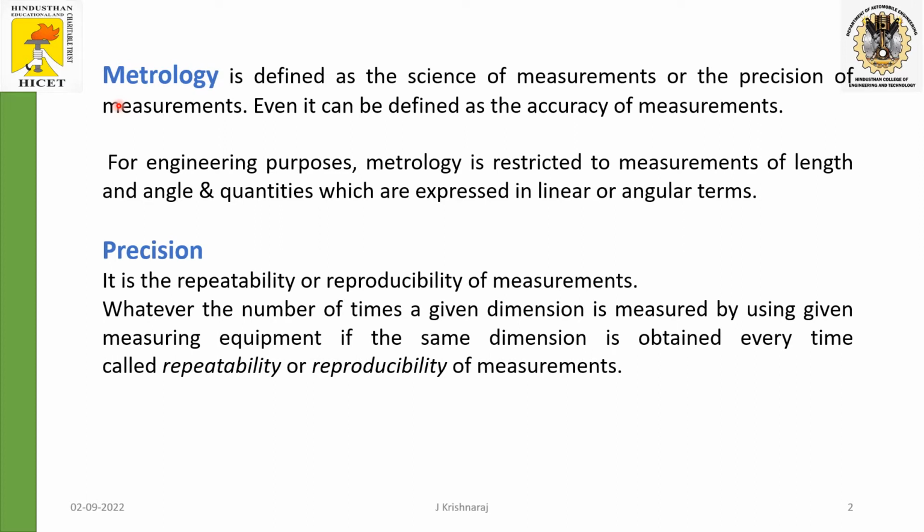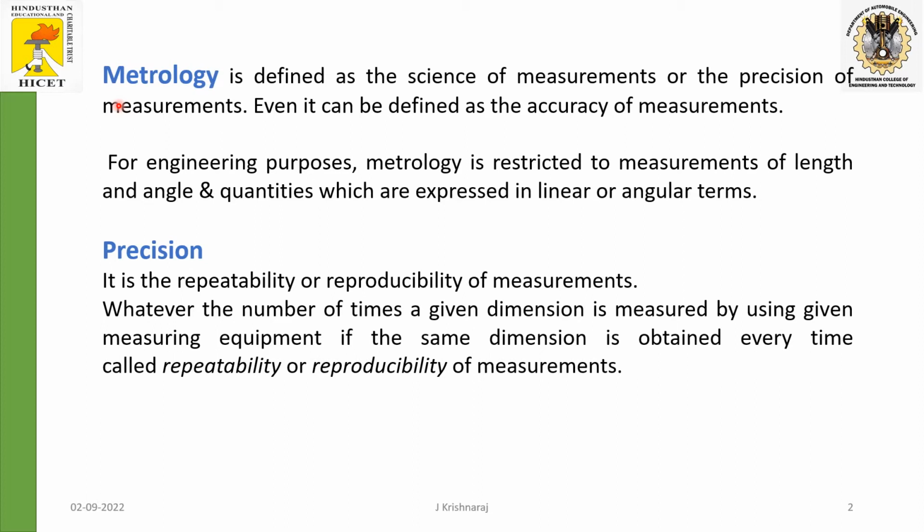So what is precision? Precision is the repeatability or reproducibility of measurements, which means that if you are using a screw gauge or vernier caliper, the same gauge is used for measuring a particular component multiple times. The first time it shows 10.1 mm, then the second time, measuring the same object with the same gauge, it shows 10 mm. Then the third time it shows 10.2 mm. That means it has good precision.